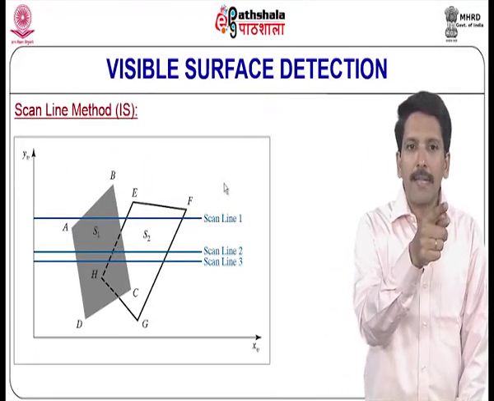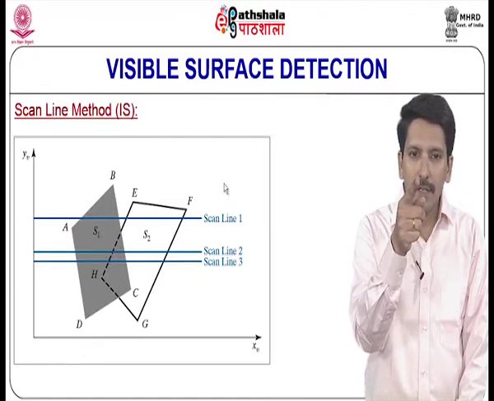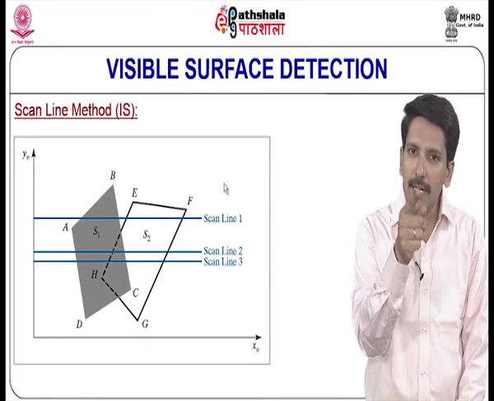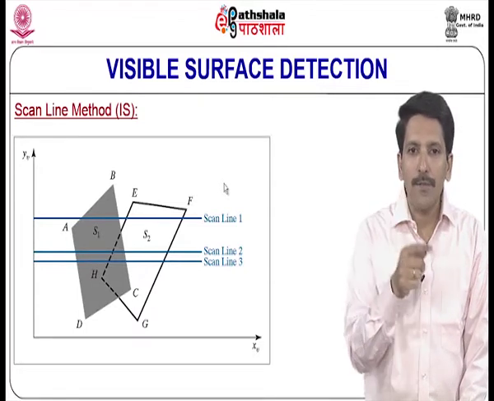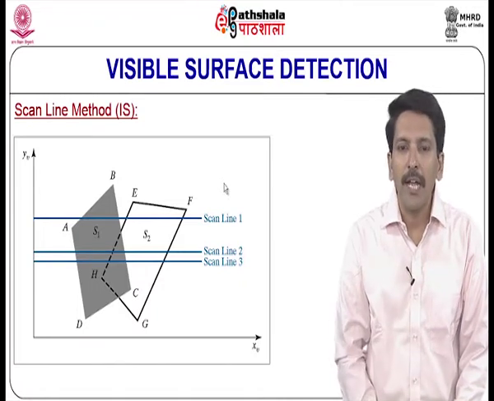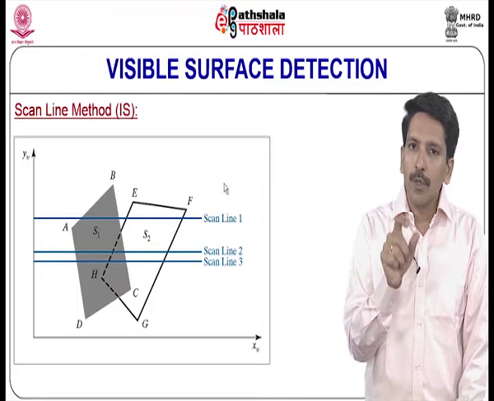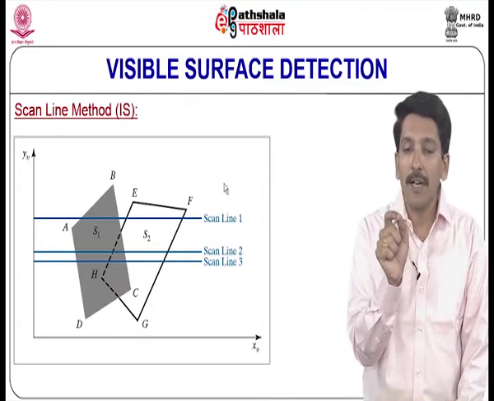As you can see, scan line 2 intersects AD, then EH. The next intersection point for scan line 2 is on the BC edge, and the next intersection point is on the FG edge. The intersections are exactly the same for scan line 3 as well.